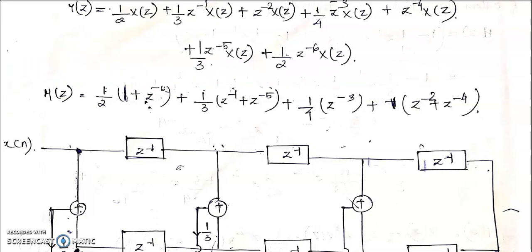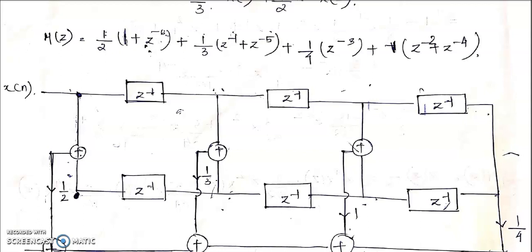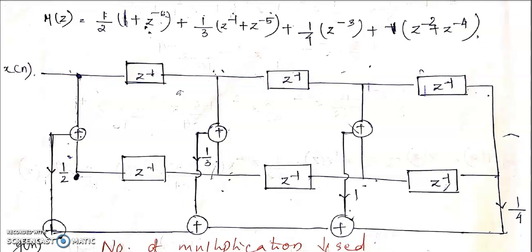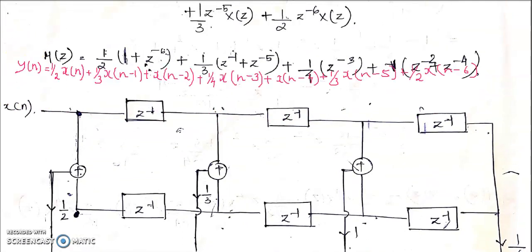Then we can realize it like this. Here x of n is the input and this point is x of n, and this is 1 unit delay, that is x of n minus 1, and this point is x of n minus 2, and this point is x of n minus 3, and this is x of n minus 4, and this point is x of n minus 5, and this point is x of n minus 6.